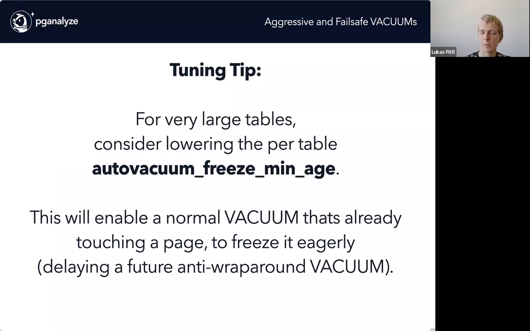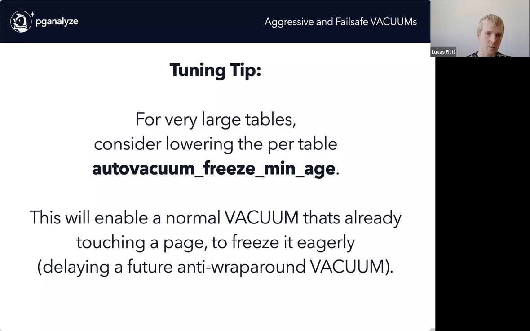This is something you would want to do on a per table basis. But what that would do is, if a normal vacuum happens and it's already looking at a page, then it could do more eager freezing. And this would then delay a future anti-wraparound vacuum and keep more vacuum capacity for the rest of the system.